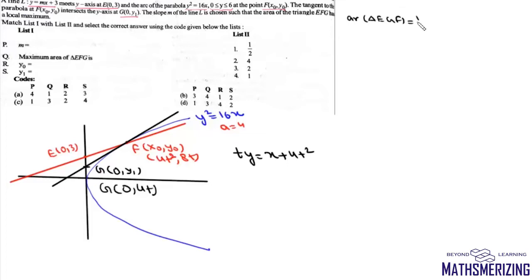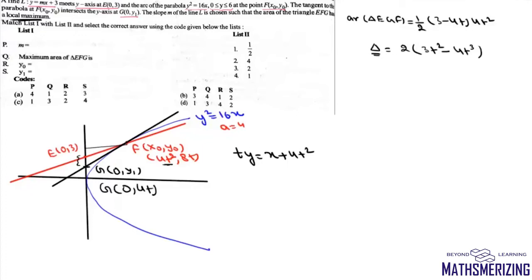Now we'll write the area of this triangle EGF. So the area of this triangle EGF will be half, and then this distance, which is 3 minus 4t, and then this height, which is actually equal to its x coordinate, that is 4t square. So we'll get this area as 2 times (3t square minus 4t cube). Now we'll need to maximize this area.